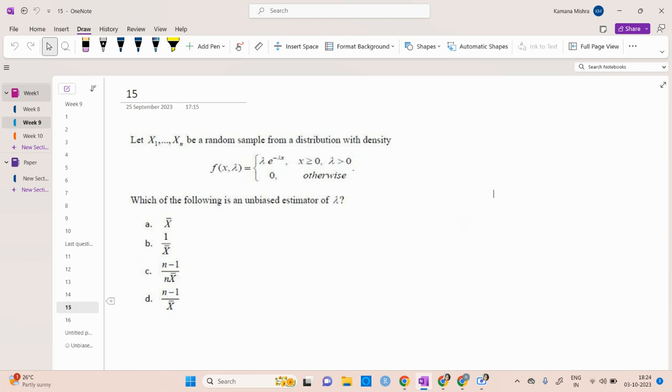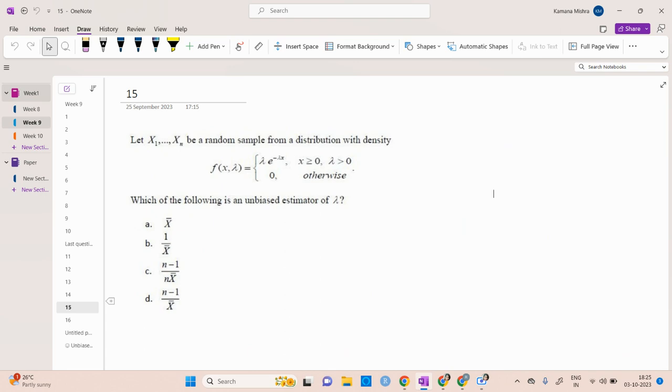So the next question here is that we have xi following a distribution with this PDF. So we can see that this is the exponential distribution, right? So now we want to find the unbiased estimator. So for the unbiased estimator, we can find like this.